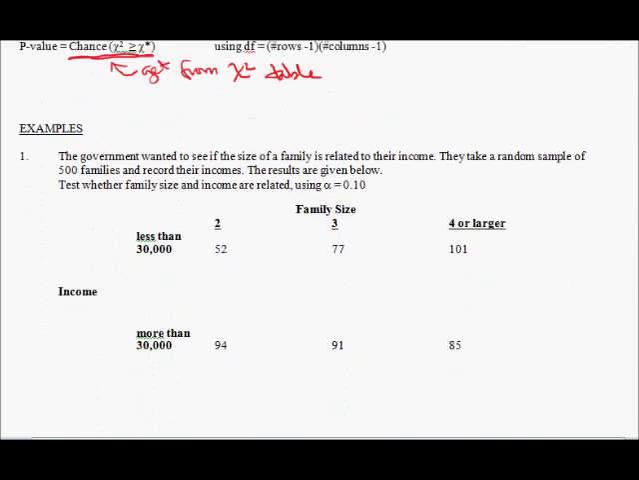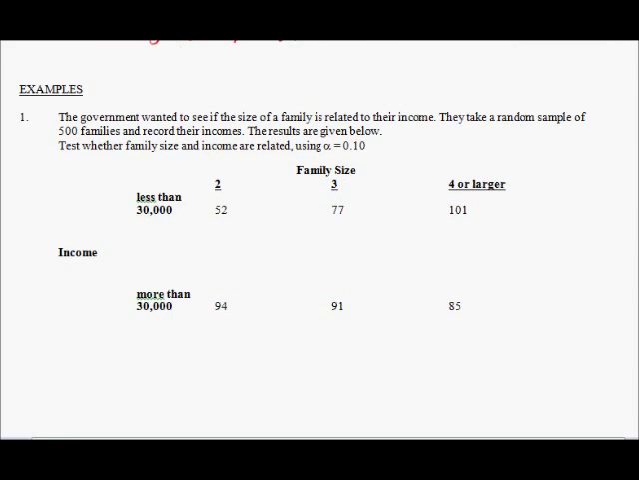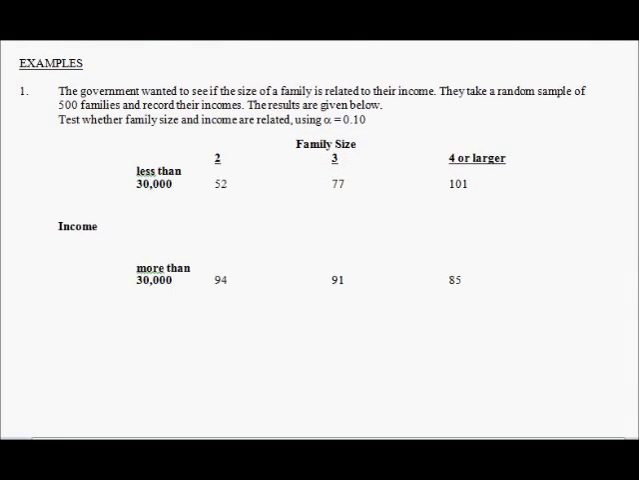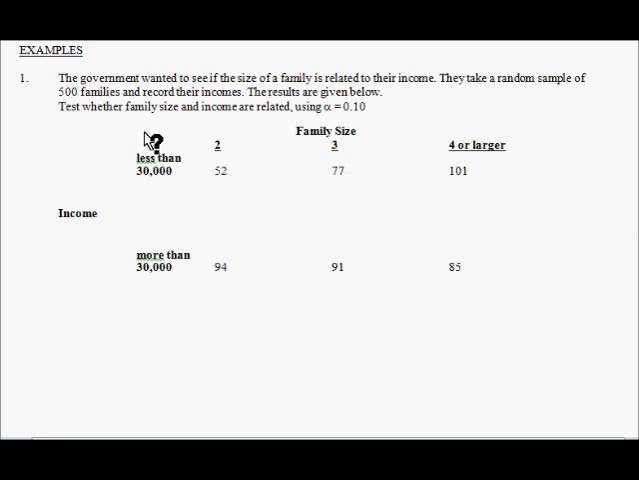Okay, so here's a problem, take home from the web problems. It says the government wanted to see if the size of the family is related to their income. So those are our two variables, right? Size of family and income. And we want to see if they're related.